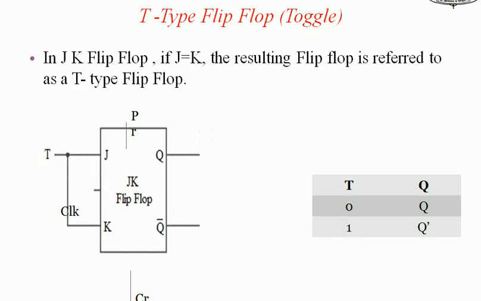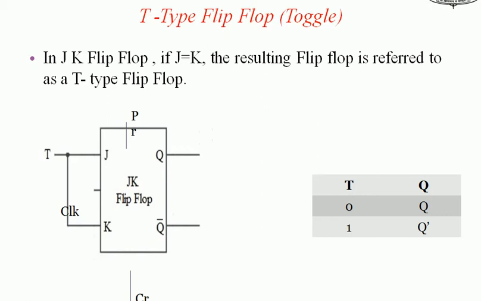Next, the T type flip-flop. T stands for toggle. In a JK flip-flop, if J equals K equals 1, then the flip-flop is referred to as a T type flip-flop. You can see in this block diagram we have only one input, that is T, which is connected to the J and K input terminals simultaneously. So here we can say J is equal to K. The T type flip-flop is also a one input flip-flop.